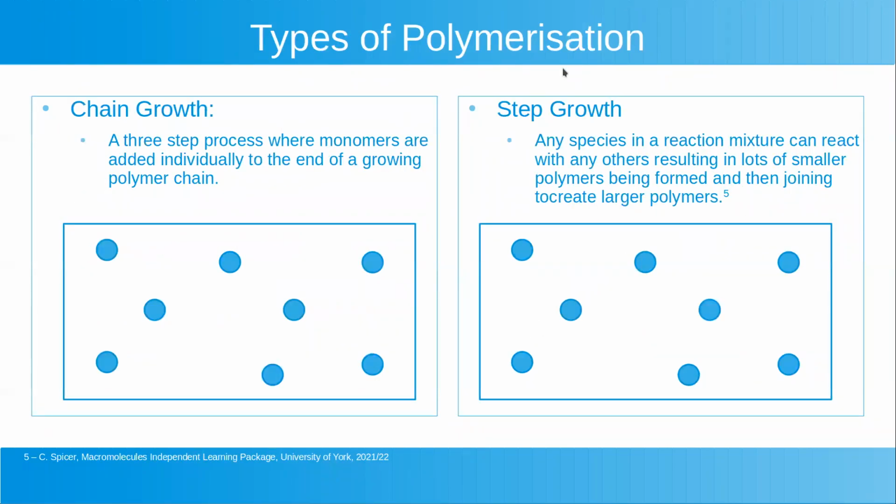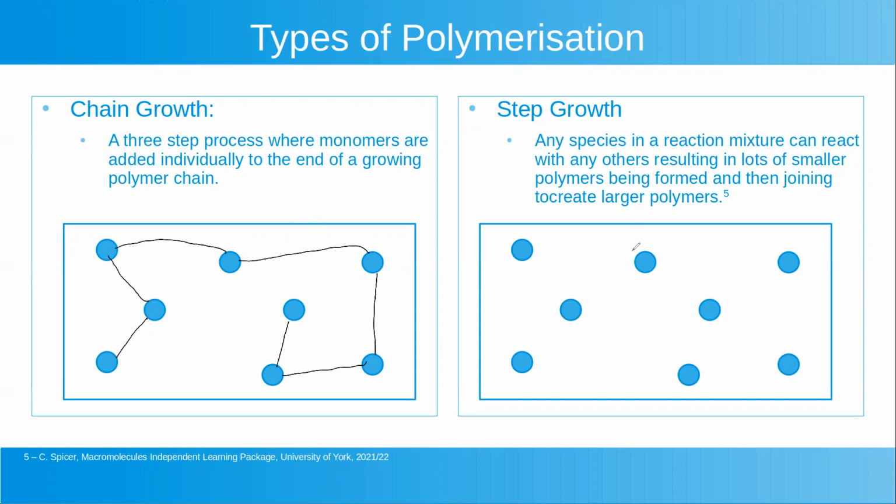So we've got two main types of polymerization. We have chain growth and step growth. Chain growth is a 3-step process, which we'll look into in a minute, where each monomer is added to the end of a growing chain, so individually added one at a time to create a longer chain. This is a linear process, so the length of the polymer increases linearly.